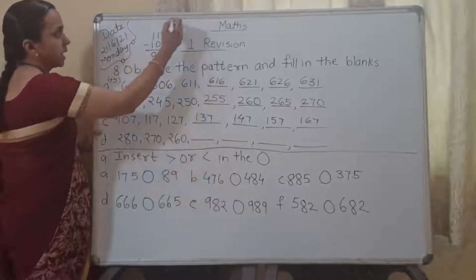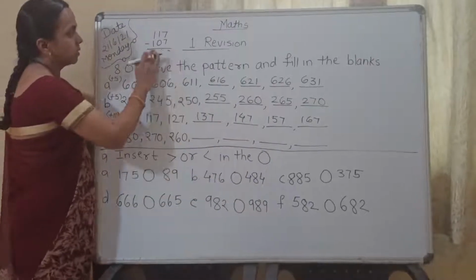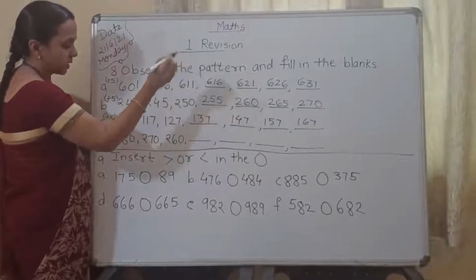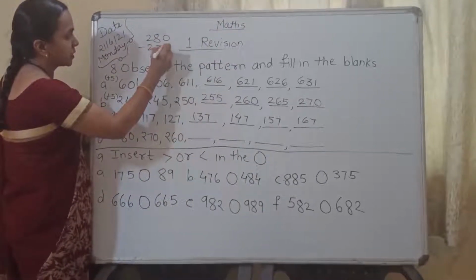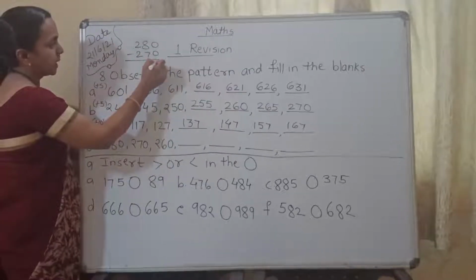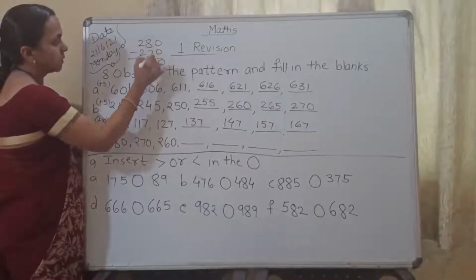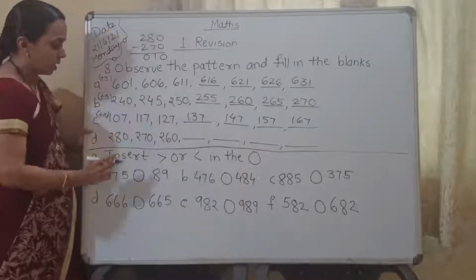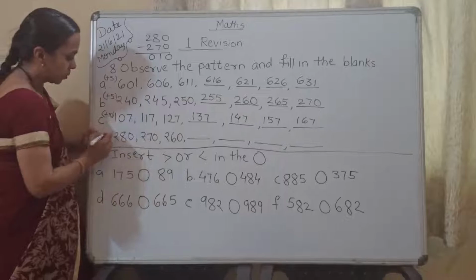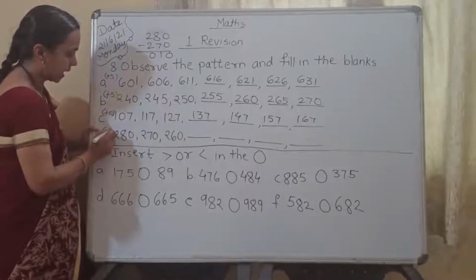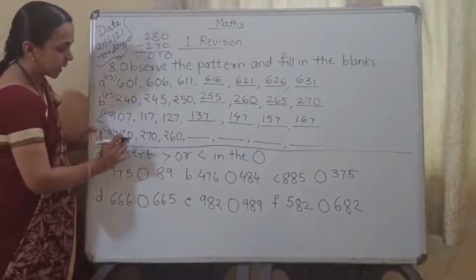If you don't understand, you can do this subtraction. 280 minus 270. 0 minus 0, 0. 8 minus 7, 1. 2 minus 2, 0. So what is the difference between these two numbers? 10. So you can write here minus 10 pattern in the bracket.